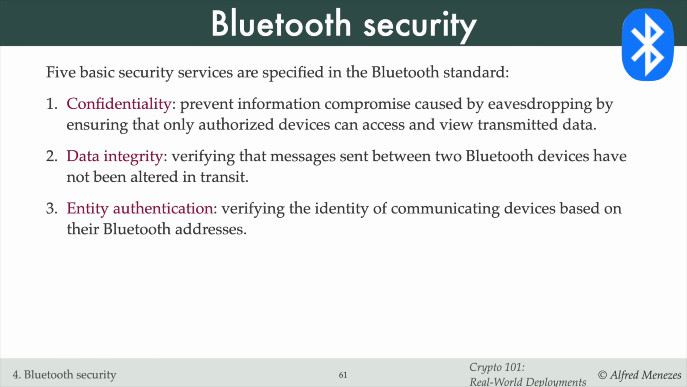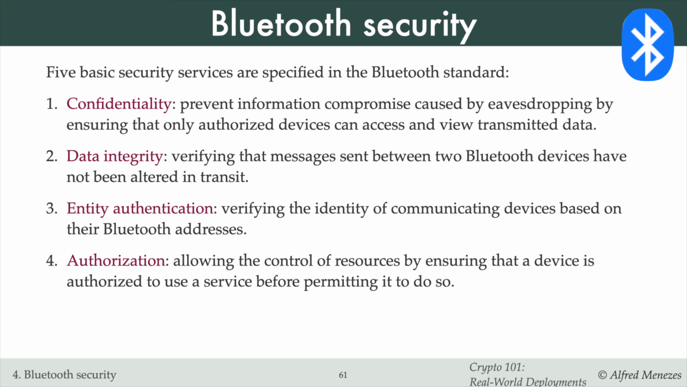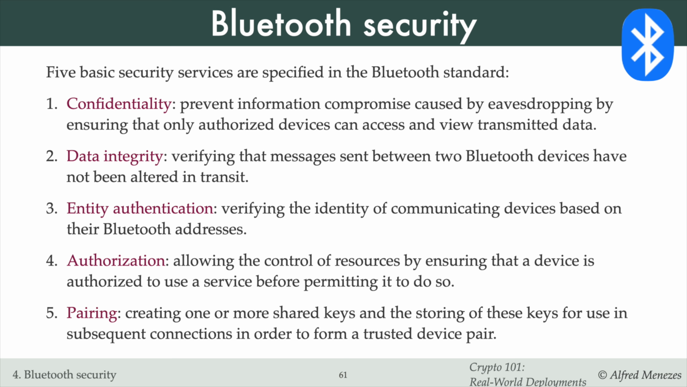There's authentication, which is verifying the identity of the two communicating devices. Bluetooth devices are identified by their 48-bit Bluetooth addresses. There's authorization, which I won't talk about here. And finally, the core security service is pairing, which is a creation of one or more shared secret keys and storing them for future connections in order to form a trusted device pair.